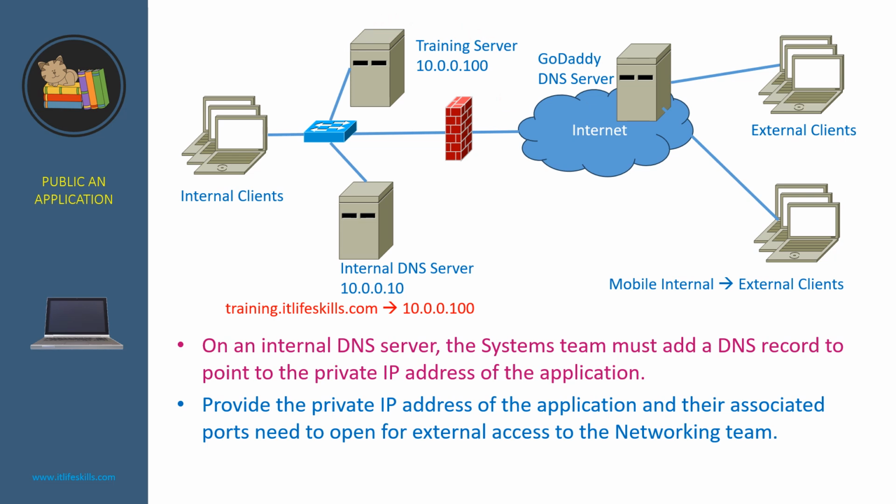Then the systems team will provide the private IP address of the application, and their associated ports that need to open for external access, to the networking team. For example, allow access to 10.0.0.100 on port 443, which is HTTPS.